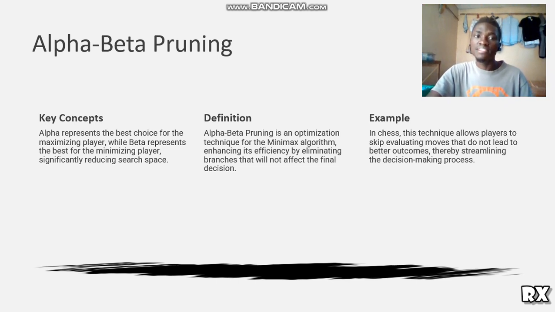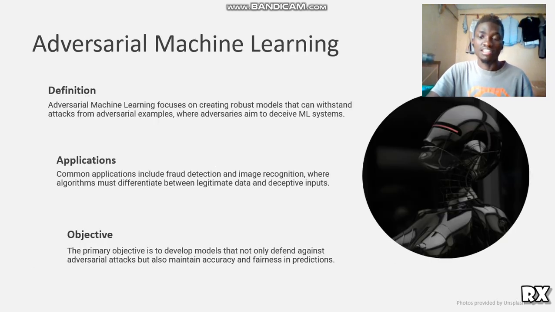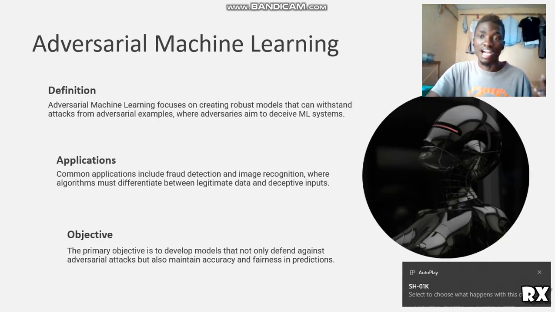Now in alpha-beta pruning, we will remove the nodes which won't directly affect the success. Take for example chess: this technique allows players to skip evaluating moves that do not lead to better outcomes, thereby streamlining the decision making process and reducing the time, because it eliminates the nodes which don't actually affect the final decision.